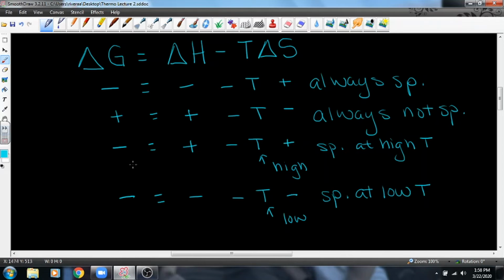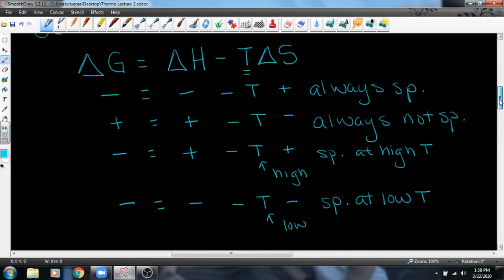Okay, so that is how temperature factors into whether or not a reaction is going to be spontaneous or not spontaneous. Any questions?